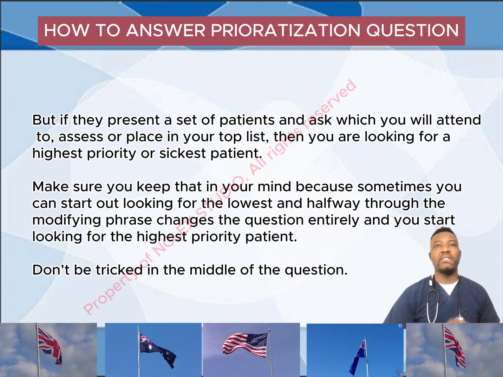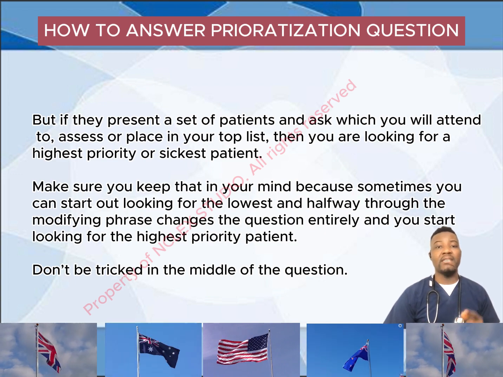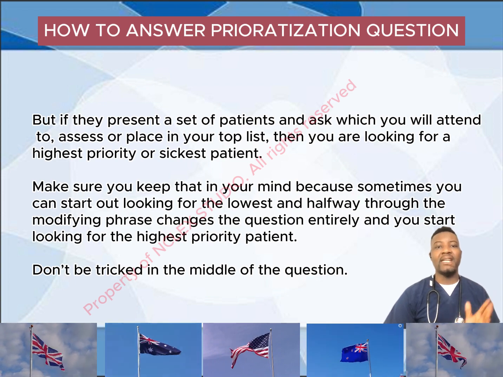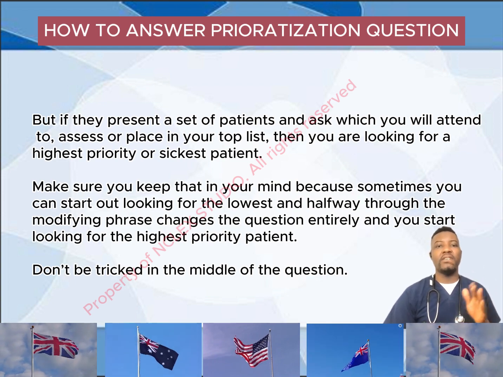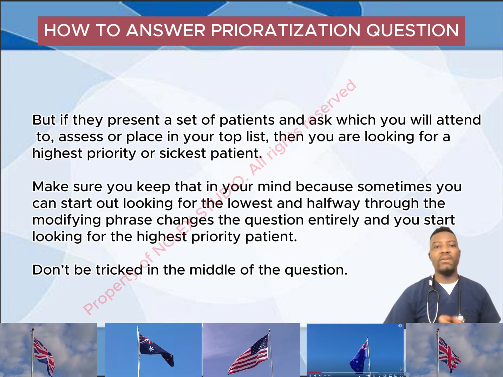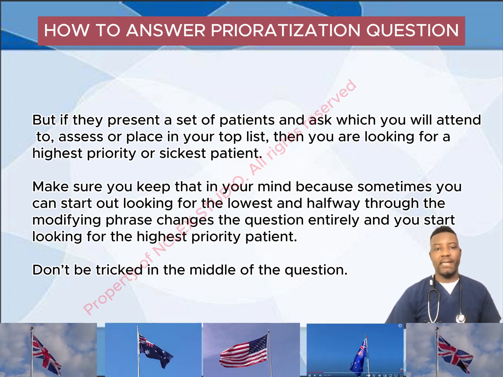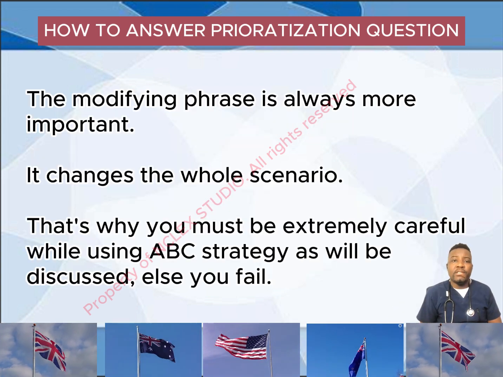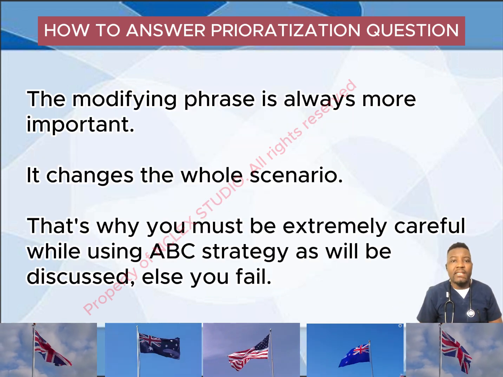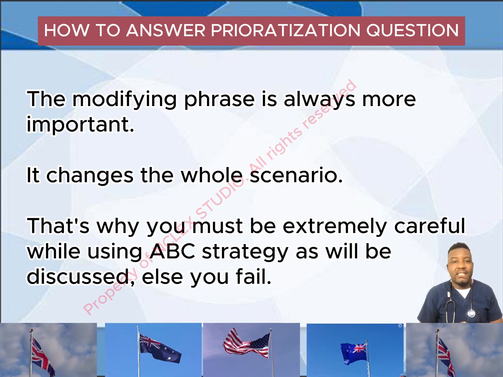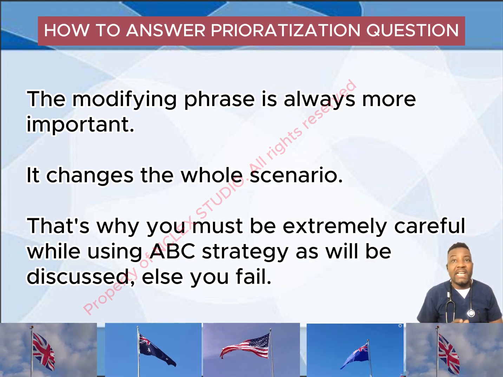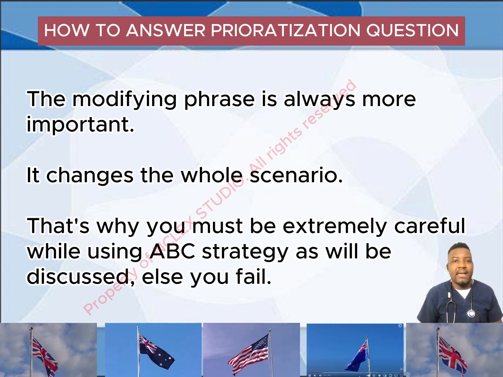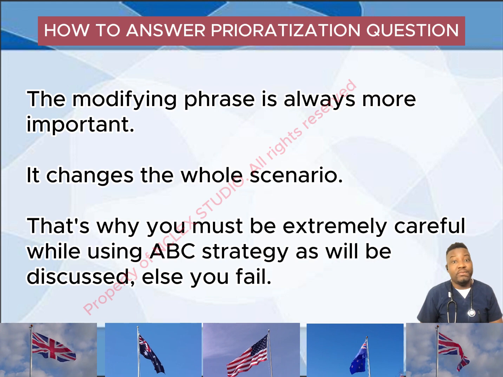I want you to keep this in mind because sometimes a question might begin and midway the modifying phrase changes the entire thing, and instead of looking for the highest priority or sickest patient, you are now looking for the lowest priority patient or the healthiest patient. I don't want you to be tricked in the middle of the question. Just know that the modifying phrase is always the most important while dealing with the prioritization question. It changes the whole scenario. That's why you must be extremely careful while using the rule of ABC strategy, as we may see later in this presentation. Otherwise, you will fail.